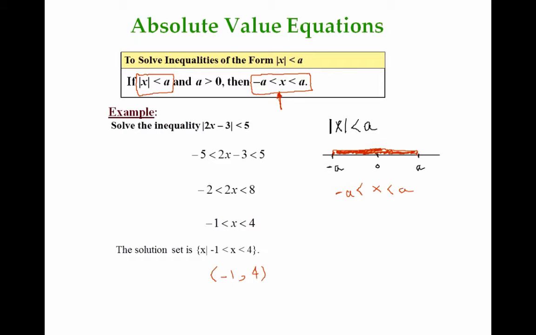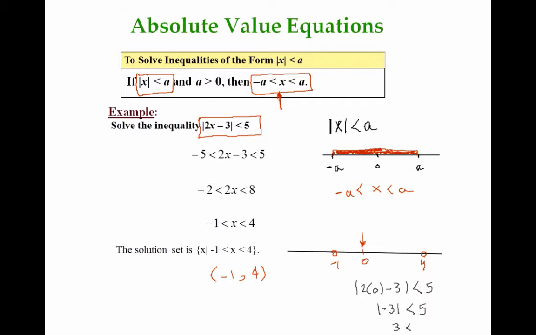Now, remember, I can check my answer easily, to see if that works. Let's pick a number between negative 1 and 4. 0 maybe? 0 is a number between negative 1 and 4. If I substitute 0 into this inequality, then this would make sense. That's how you can check your answer. Let's do that. If I substitute 0 for each x here, does this make sense? That's the question. 2 times 0 would be 0. 0 minus 3 would be negative 3. So is the absolute value of negative 3 less than 5? The absolute value of negative 3 is 3. 3 is less than 5. Yes, that's true. So that means 0 is one solution, as is every point between negative 1 and 4.